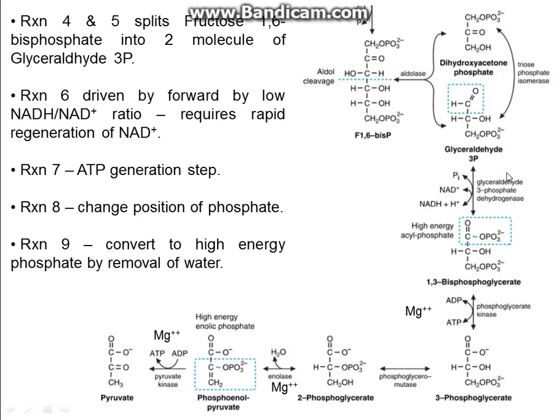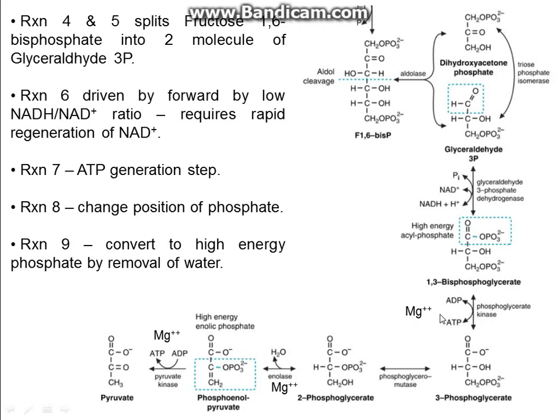Glyceraldehyde 3P is then converted to 1,3-bisphosphoglycerate, which is a high energy acyl phosphate. You take in 1 Pi, inorganic phosphate, and you produce NADH and H+. And the enzyme for this is glyceraldehyde 3-phosphate dehydrogenase.